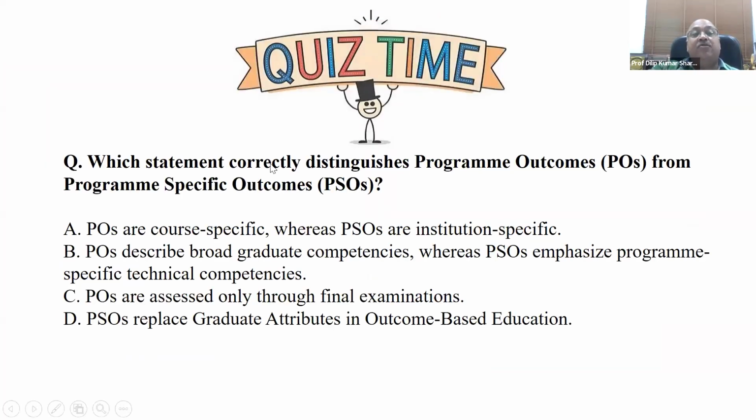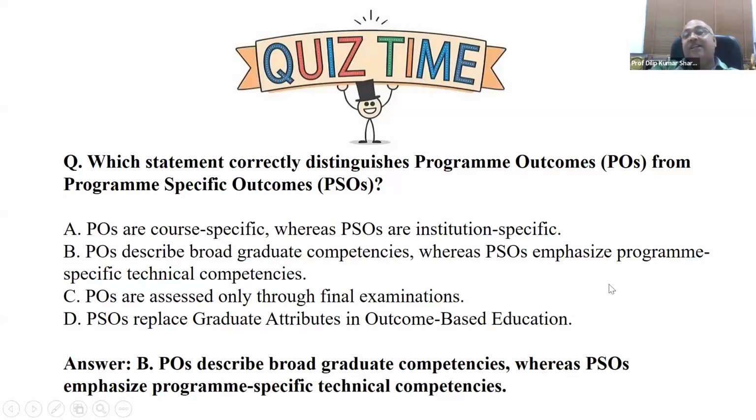So please give the answer to this question. So what is the answer? So you can see B is the correct answer. Very good. Many of you gave the answer. Good. So which statement correctly distinguishes program outcome and program specific outcome?